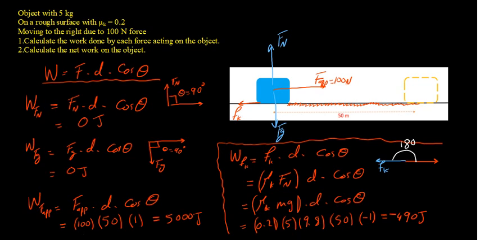Okay, now that's part one of the question, calculating how much work is done by each force on the object. Now the next part of the question is to calculate the net work on the object. So simply what I'll do is add these four works, the works done by the four forces, to each other, and that will be the net work.